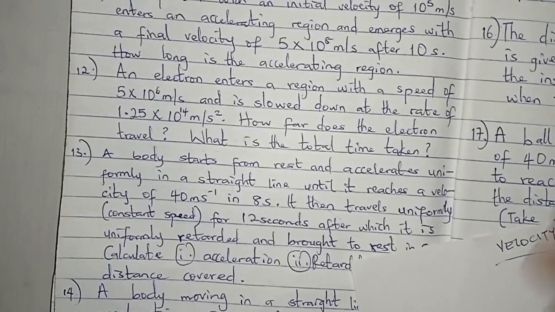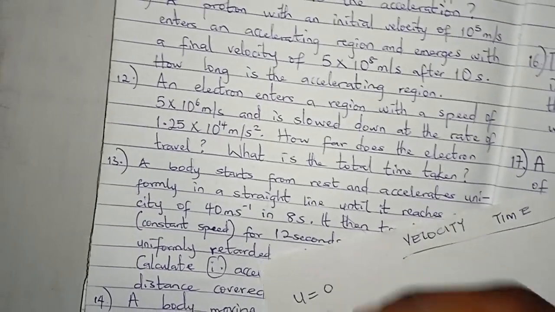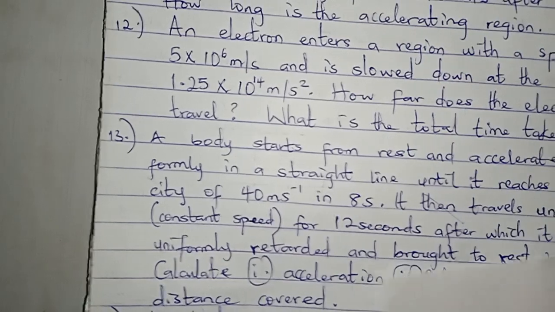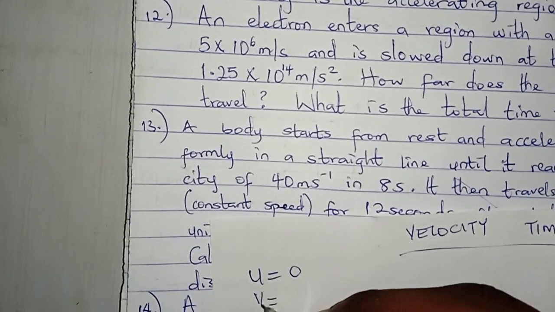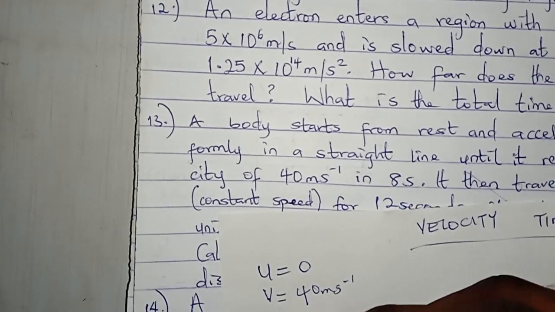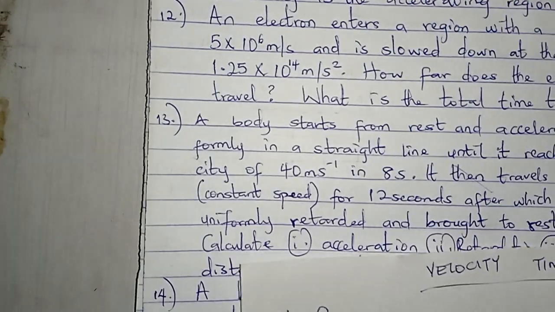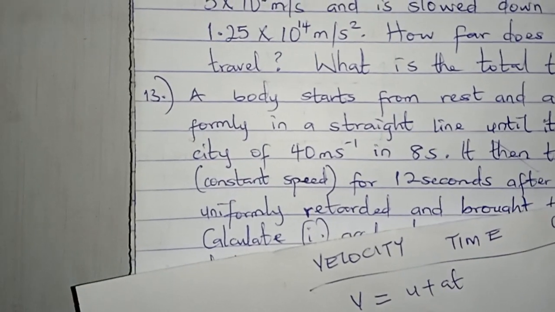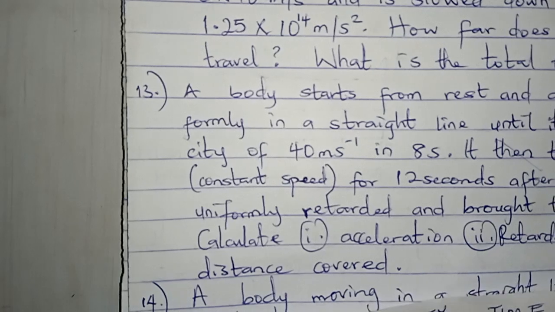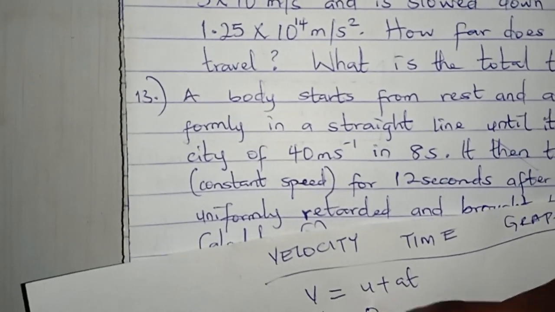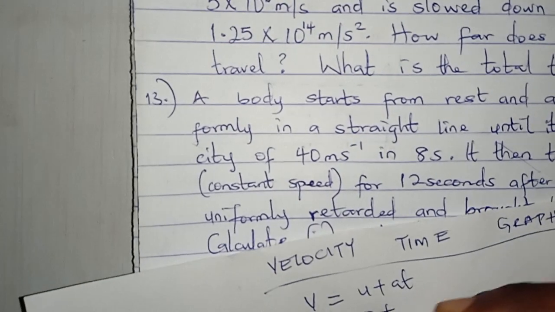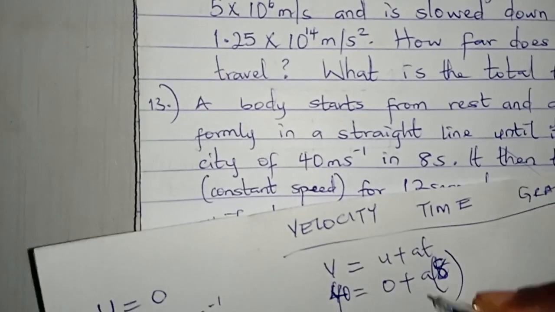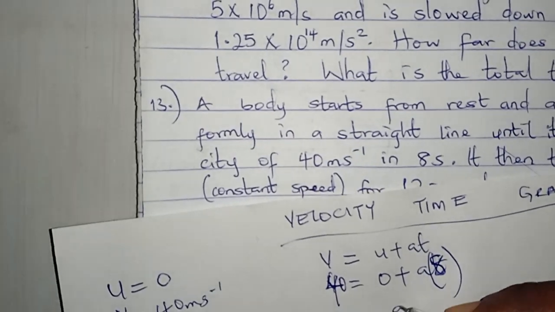So let's say the body starts from rest. That means u is equal to 0. When the body starts from rest, u is equal to 0 and reaches a velocity of 40 meters per second in 8 seconds. So v is 40 meters per second in time 8 seconds. So using v equals u plus at, the first equation of motion, to find acceleration, u is 0 and v is 40, equals 0 plus a times 8, where a is the unknown and t is 8. So this is the same thing as saying 40 is equal to 8a.